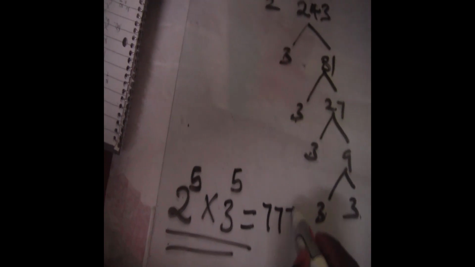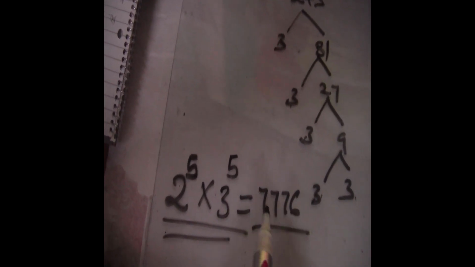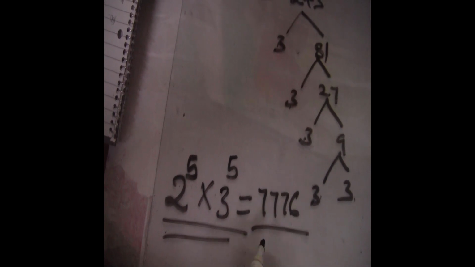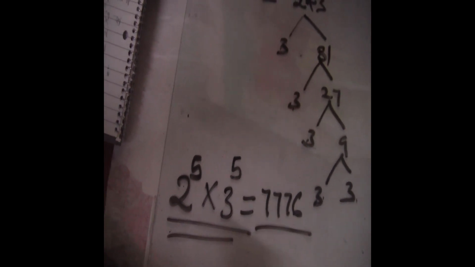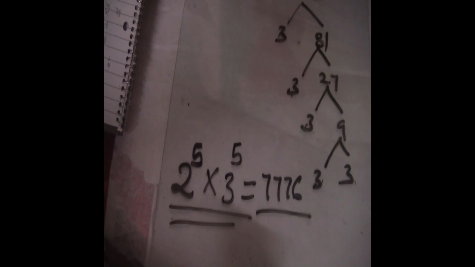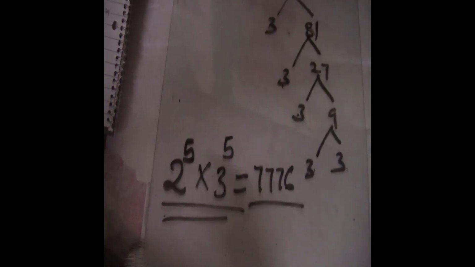So from there, how many 3's? 1, 2, 3, 4, 5. So we add here times 3 raised to power 5, which is equivalent to 7,776. So where there is 7,776, we replace it with 2 raised to power 5 times 3 raised to power 5.